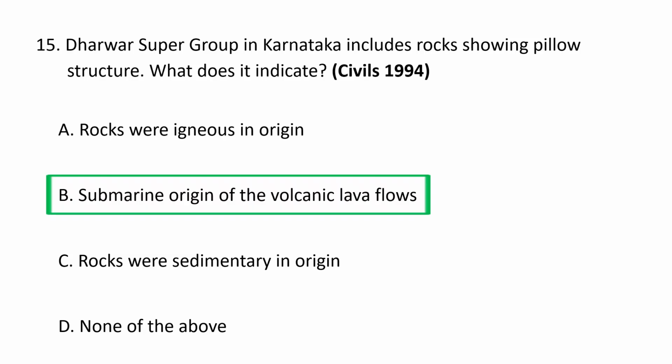Submarine origin of the volcanic lava flows. The presence of pillow structures in the rocks of the Dharwar supergroup, specifically in the Chitradurga and Sargur groups of Karnataka, indicates subaqueous or underwater environment of volcanic eruption.